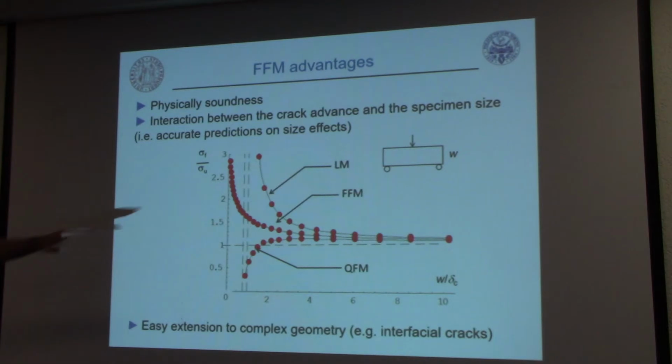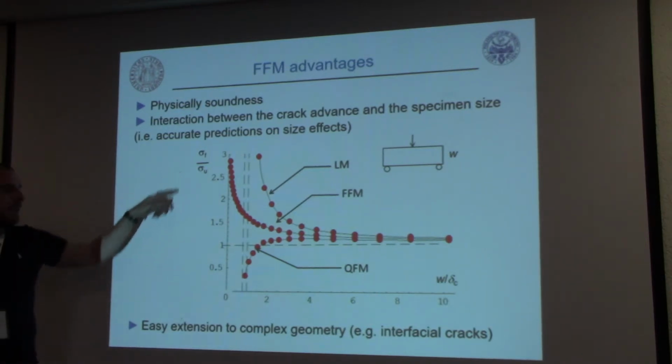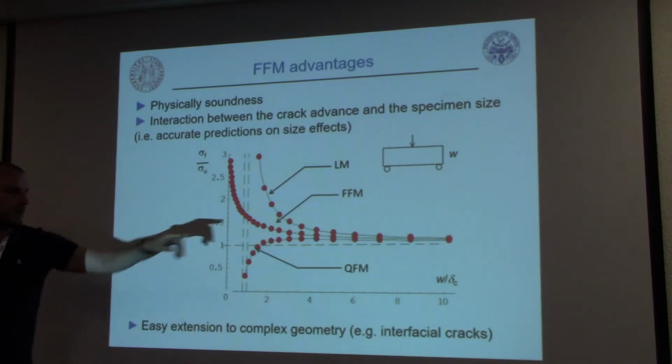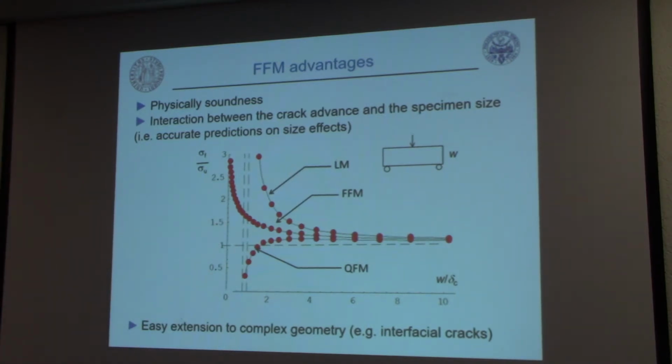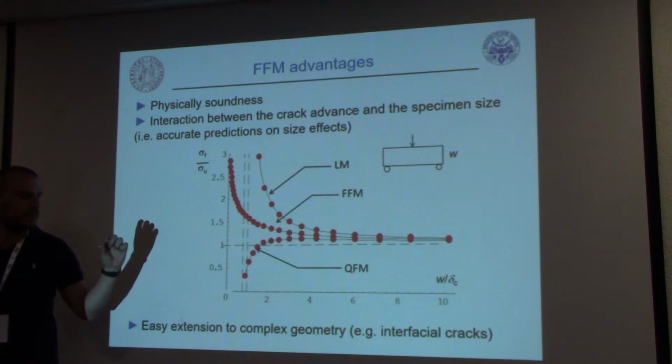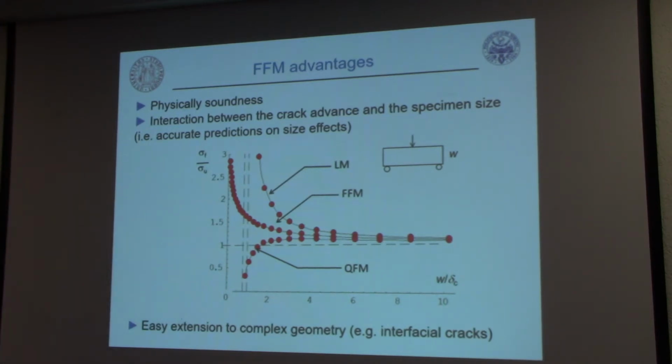As a matter of fact, if you consider a simple 3-point bending specimen or a notched specimen, W is the width, and here we plot the dimensionless failure stress as a function of the dimensionless width. Of course, for large sizes, all the criteria, line method, energy method, LEFM, and finite fracture mechanics provide a unit value, and this is reasonable. But when W tends to the crack advance, so for very small sizes, as happens for some medical devices, you can see the situation here.